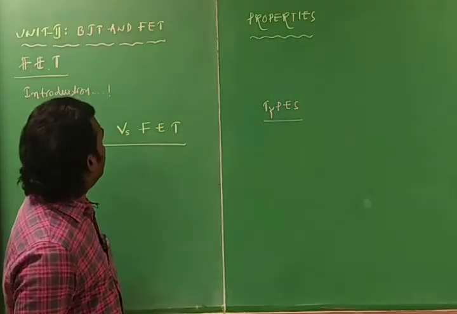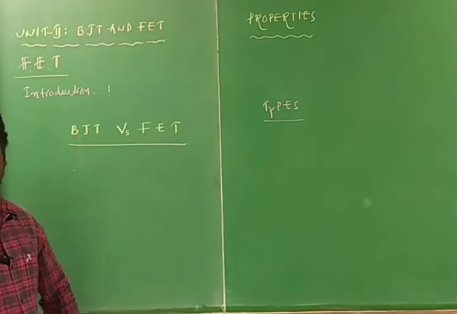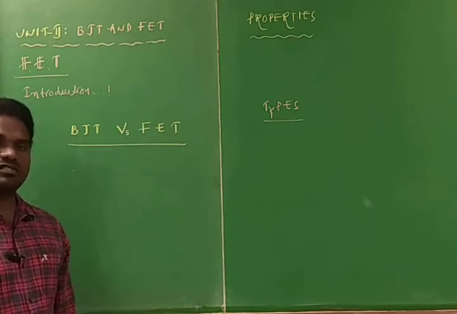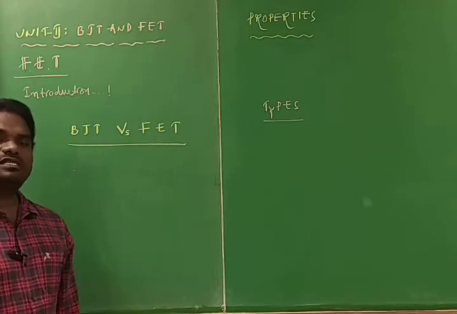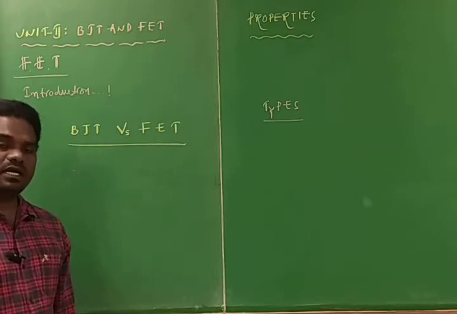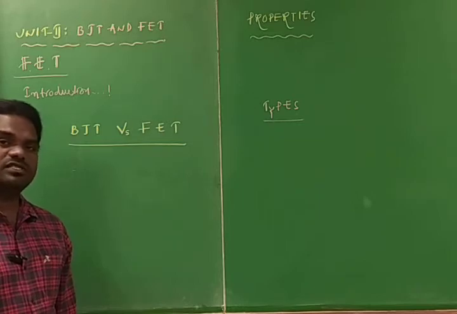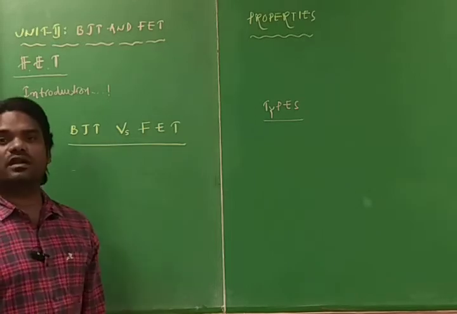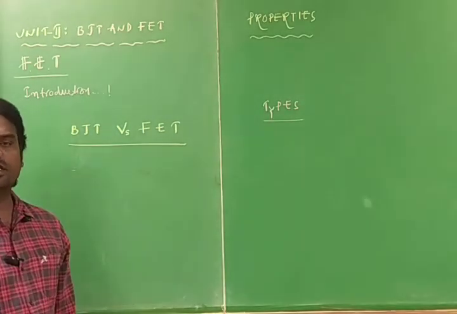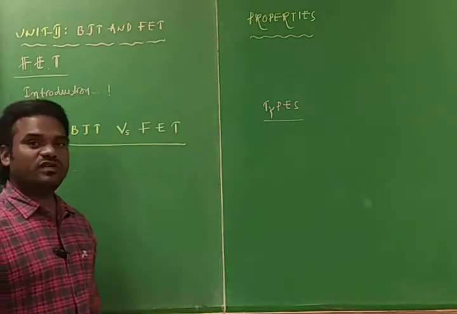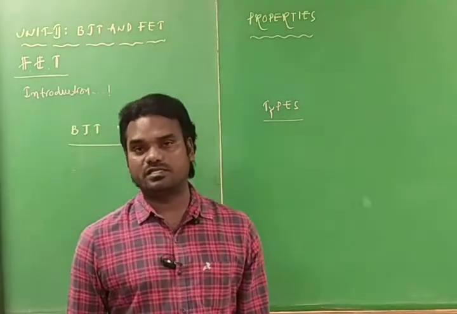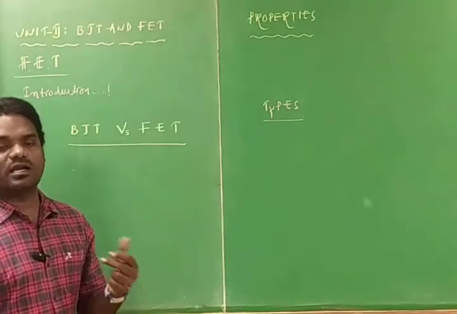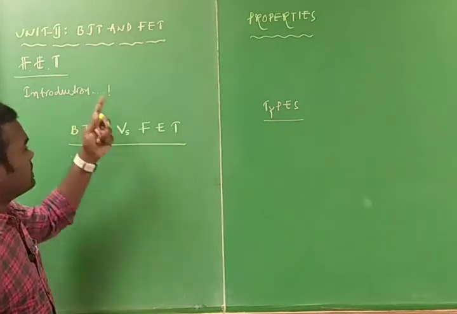First, I am going with the introduction about the FET. As I told just now, FET stands for field effect transistor. A transistor can conduct current and transfer the signal from low resistance to high resistance, or high resistance to low resistance. Transistor stands for transfer resistor. It is basically a resistor which transfers the signal from low resistance to high resistance. So BJT is also a transistor, which transfers the signal from one resistance to another.